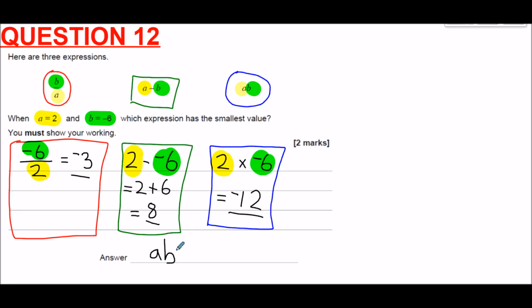If you have a look at the question, it asks for the expression which has the smallest value. It doesn't actually ask for the value itself, just the expression which gives you the smallest value. The expression is this one here. So the actual answer is AB.